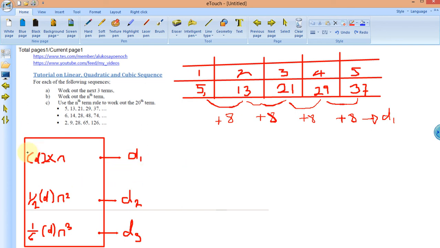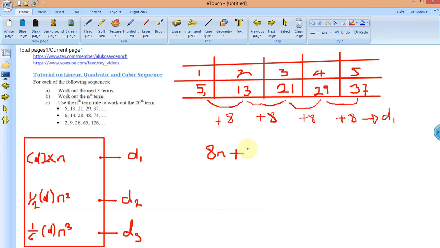So I can just put a constant here. Let's just say 1 times common difference. The common difference here is 8. So you have 8n. That's the implication. Since this is a linear sequence, you now ask yourself, what can you do to this 8, that is the coefficient of n, to get the first term, which is 5? What can you do to 8 to get 5?